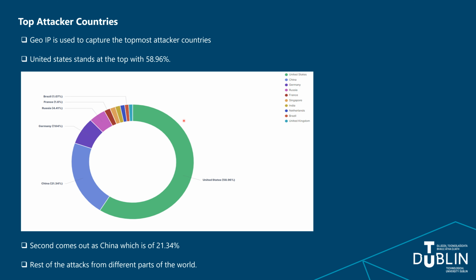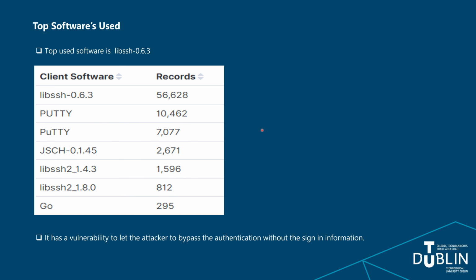These are the top attacker countries, analyzed based on geo IP. The topmost is the United States, with around 58.96%. The second most is China, at 21.34%. The rest of the attacks are from different parts of the world. These are the top software used in attacks. The topmost is libSSH 0.6.3, which has a vulnerability that lets the hacker bypass authentication without sign-in information.